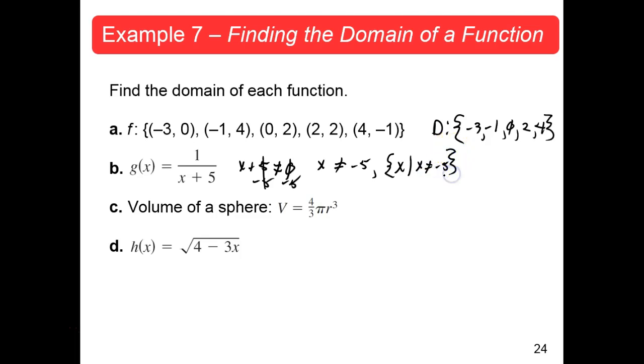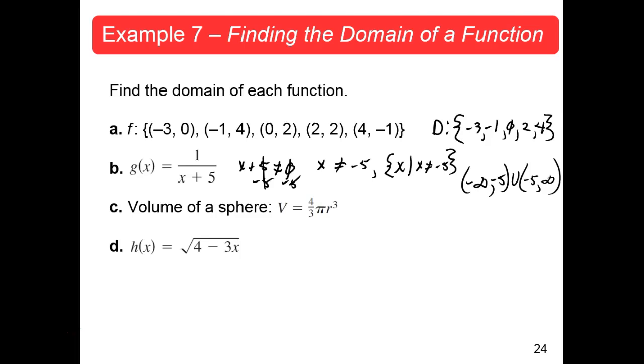Or someone tell me how to write that in interval notation. Where does it start? Negative infinity, so you precede that by a parenthesis, up to negative 5, close parenthesis, union, parenthesis, negative 5 to infinity, parenthesis. Perfect. Every number in the world except negative 5.